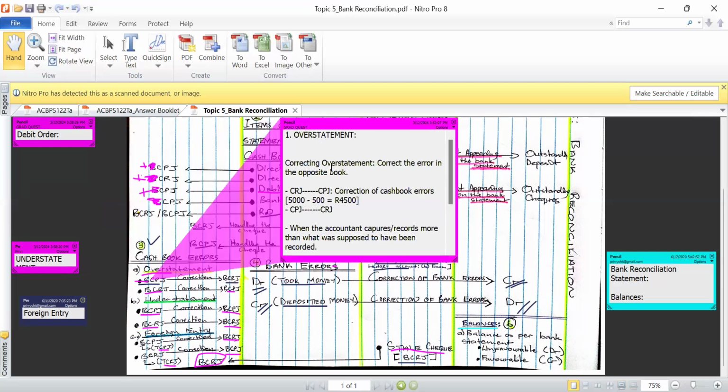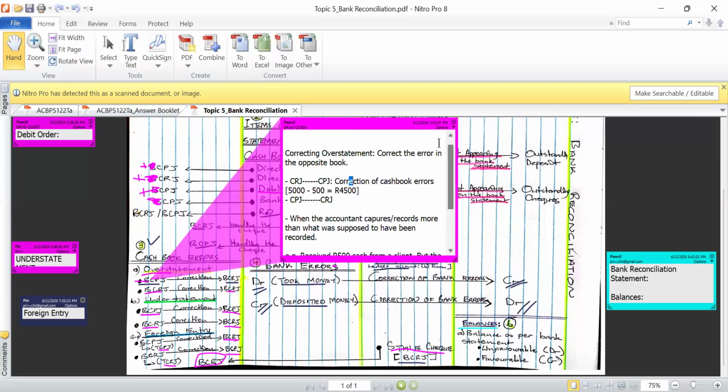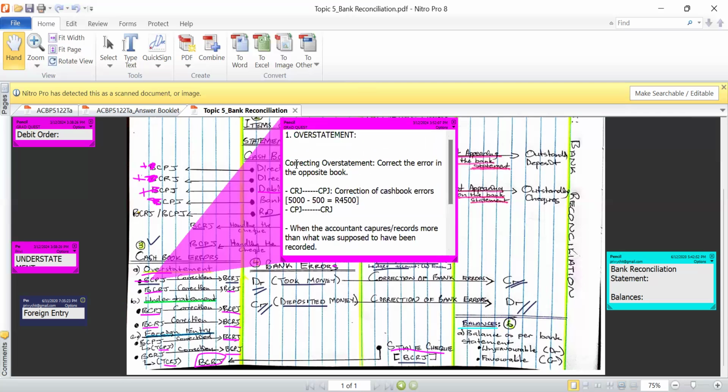So let's explain what an overstatement is. Let's say you made an overstatement in the cash payment journal. When you do the correction of the overstatement error, you record it in the opposite book, which will be the cash receipts journal. Very important. When you correct an overstatement, you always correct it in the opposite book of where the error took place. So if the error took place in the cash receipts journal, where do you do the correction? It is done in the cash book payment journal.